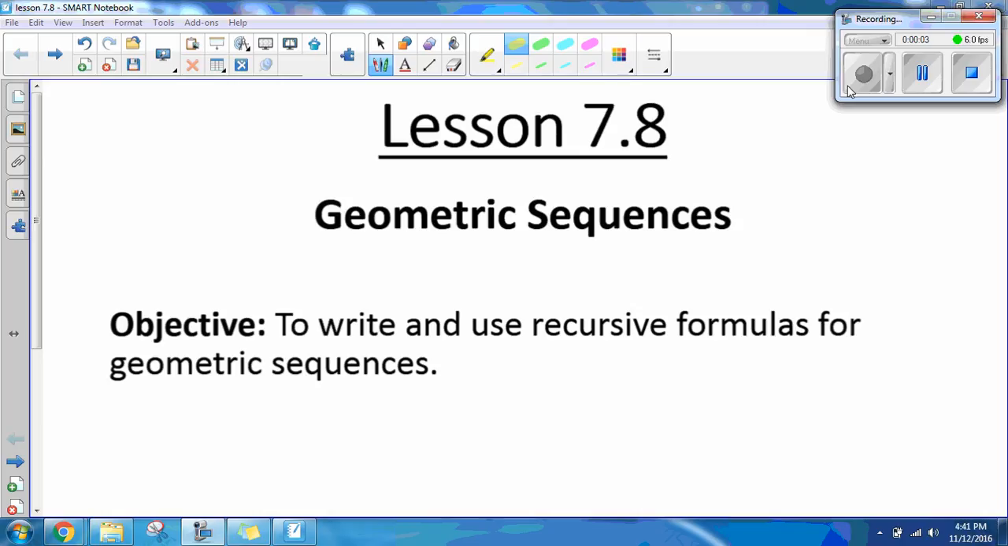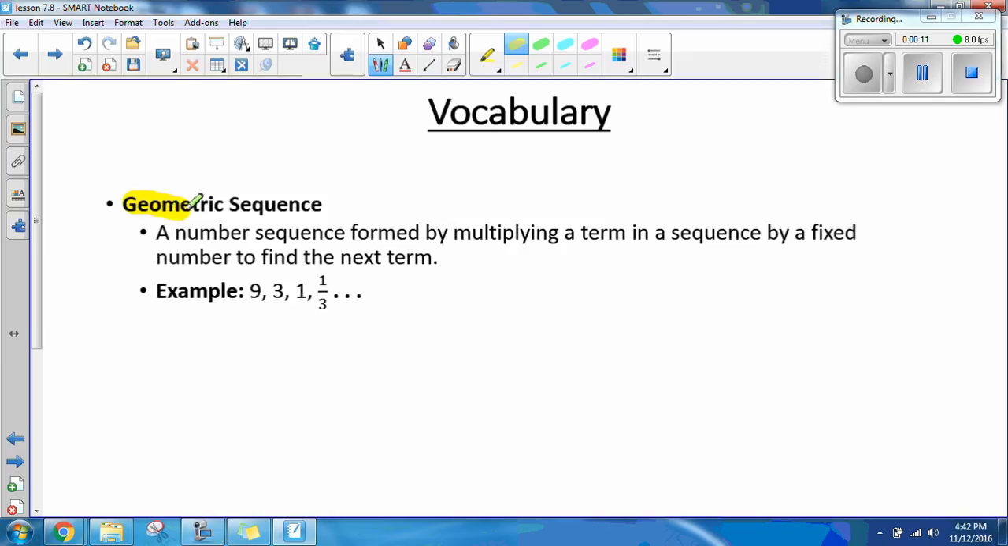This is lesson 7.8, Geometric Sequences. Your objective is to write and use recursive formulas for geometric sequences. A geometric sequence is a number sequence formed by multiplying a term in a sequence by a fixed number to find the next term. An example of a geometric sequence would be 9, 3, 1, 1/3, etc.